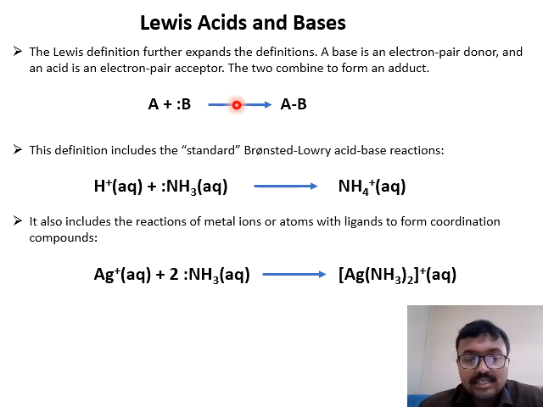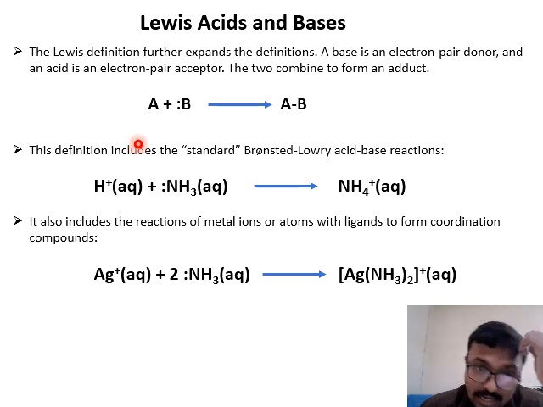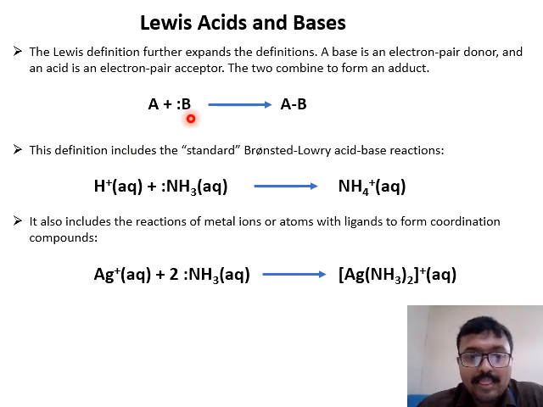And finally, there is the concept of Lewis acid and Lewis base. In the Lewis definition, a base is a molecule which can donate an electron pair, and an acid is a molecule which can accept an electron pair. For example, if we have A and B, and B donates an electron pair to A, we get A-B. The definition includes the standard Bronsted-Lowry acid-base reaction.